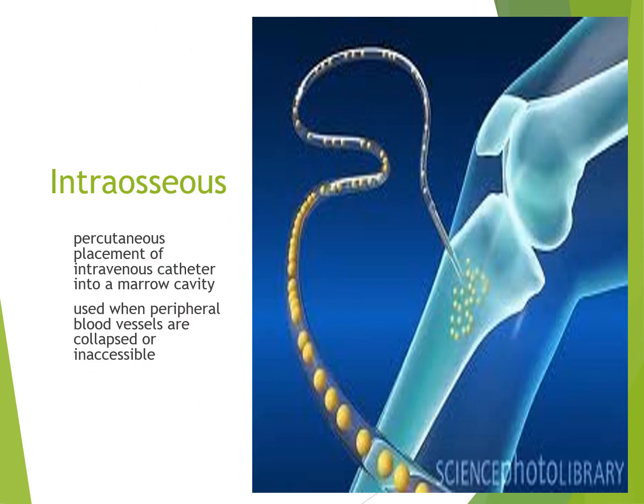So intraosseous, of course, is into the bone. It is percutaneous placement of an intravenous catheter into a marrow cavity, used when peripheral vessels are collapsed or inaccessible. Again, in critical situations, trauma, they'll go straight into the bone.